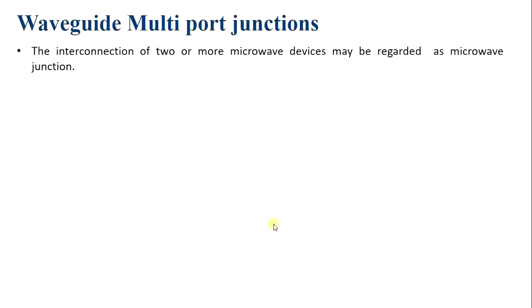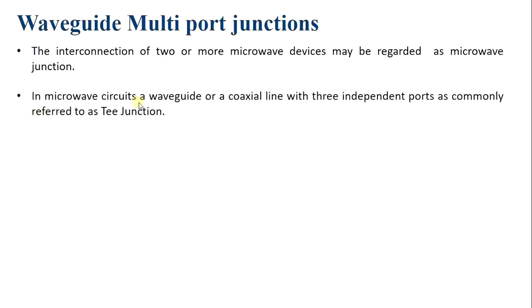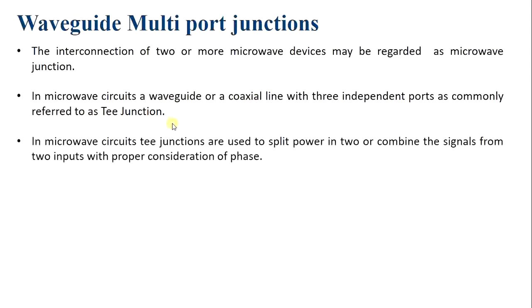Now moving on to today's topic, starting with the waveguide multiport junctions. We will see what these multiport junctions are. The interconnection of two or more microwave devices can be regarded as a microwave junction. In microwave circuits, a waveguide or a coaxial line with three independent ports is commonly referred to as a T-junction. These T-junctions are used to split power or to combine the signals from two inputs with proper consideration of phase.